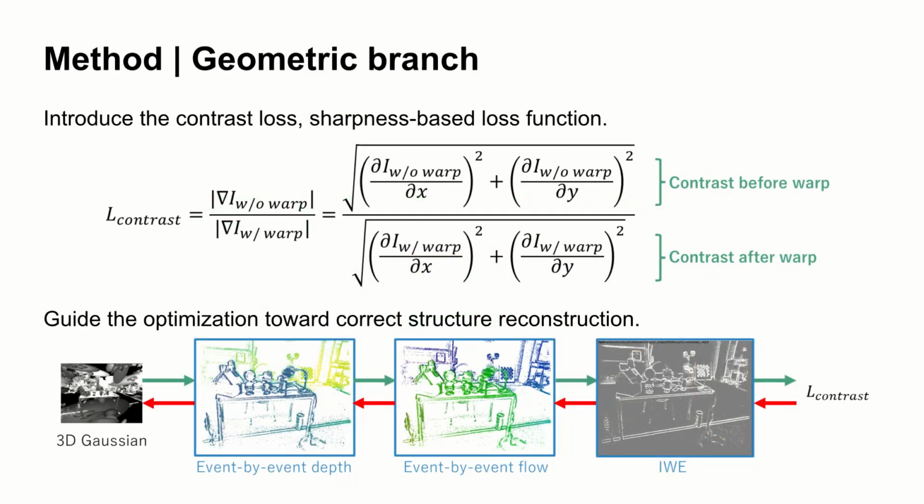We then introduce a contrast loss, a sharpness-based loss function applied to the generated IWE. As the IWE becomes sharper, the loss value decreases. Therefore, minimizing the contrast loss encourages the event-by-event flow and event-by-event depth to become more accurate, which in turn leads to a more accurate reconstruction of the scene geometry.